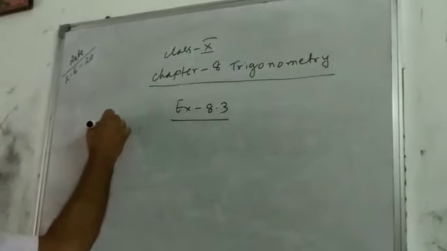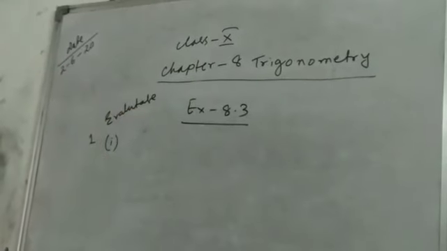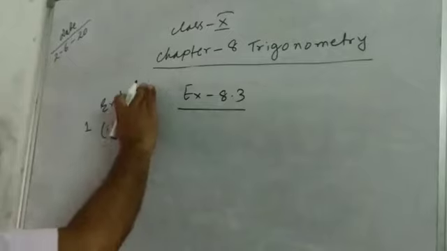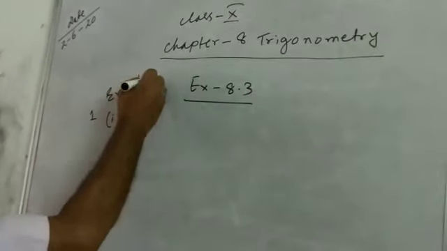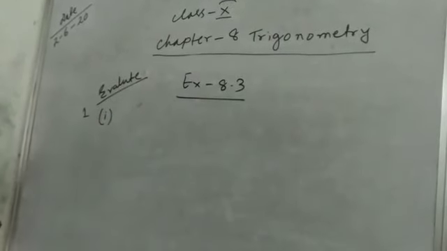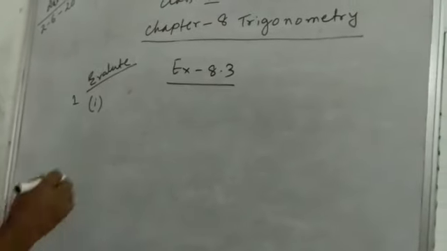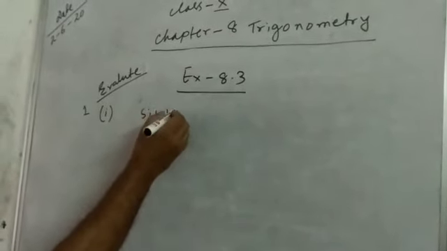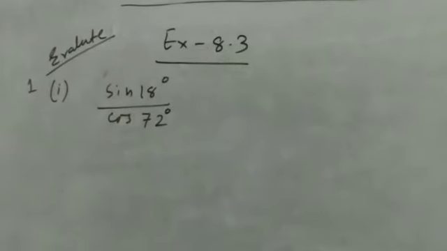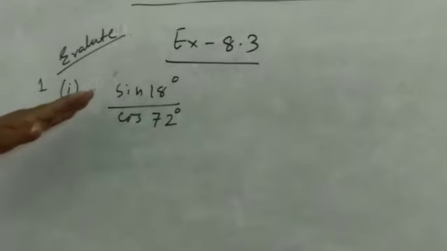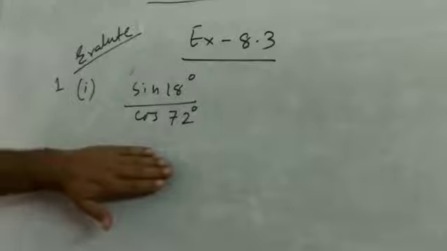So here the question is evaluate. Evaluate means find the value. Number 1, given sin 18 degree by cos 72 degree. This we have to evaluate, which means we have to simplify and find the value.